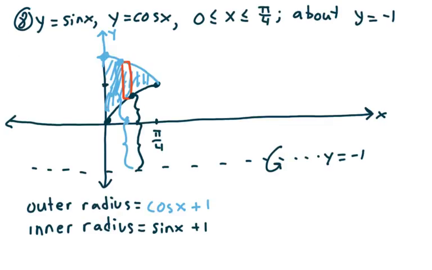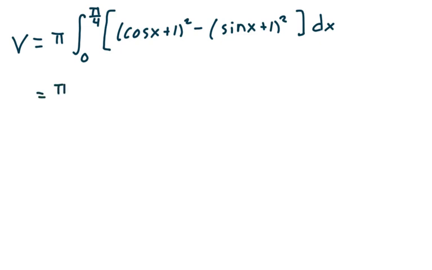And now I'm ready for my setup. So the volume is pi times the integral from 0 up to pi over 4 of. Now, let's remind ourselves, the outer radius is cosine of x plus 1. So I'm going to take cosine of x plus 1 and square it, minus sine of x plus 1 squared. And then I'm integrating with respect to x.